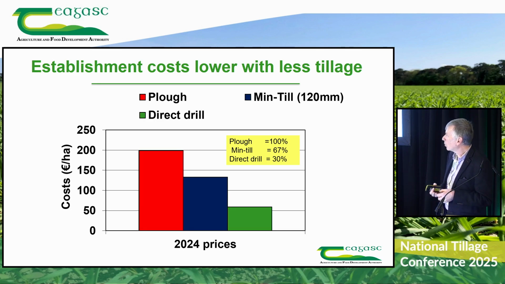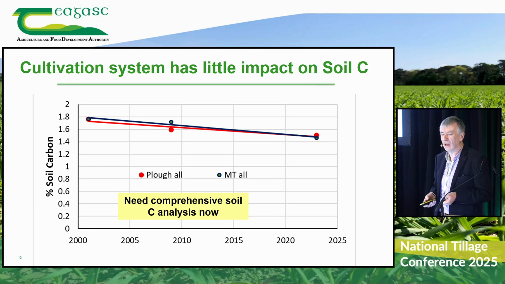This is from earlier work that we did, but we updated last year with Jack Jemison during the time of his PhD. So if we took that the machinery costs to establish a crop with a plough-based system have been €200 per hectare, the min till costs are about 67% of that. That's cultivating to about 120 millimetres. If you're direct drilling, true direct drilling, you're down to 30% of that. So there is saving in that particular component in terms of machinery costs.